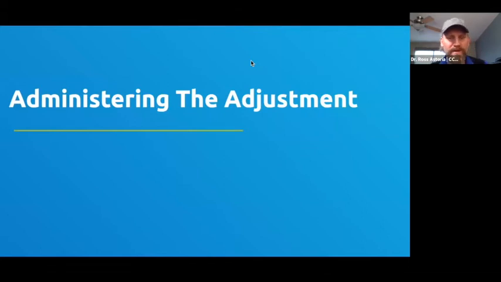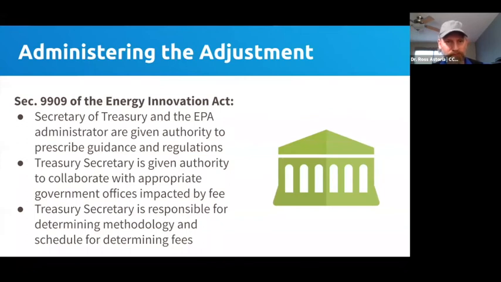All right, how would the border carbon adjustment be administered? So the technical aspects of it, that is identifying the carbon intensity of imported products, would be carried out by the Secretary of Treasury and the EPA. So the Treasury Secretary actually kind of collects it. And then there's all these other agencies that have different types of data, and the Treasury Secretary would rely upon them for that data.